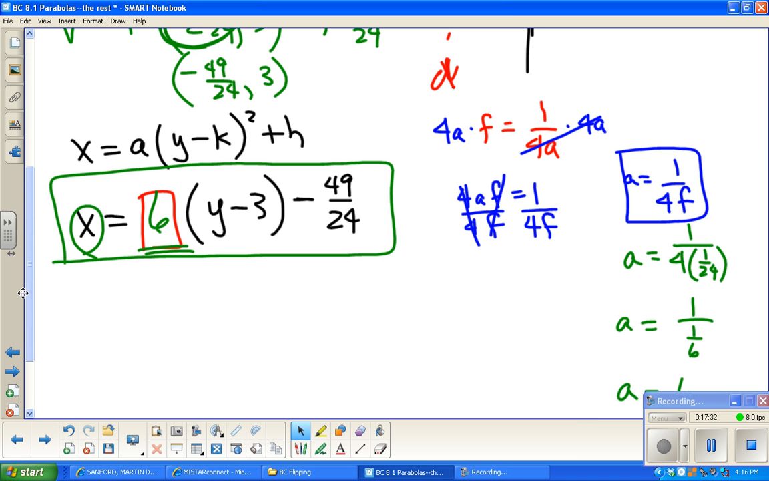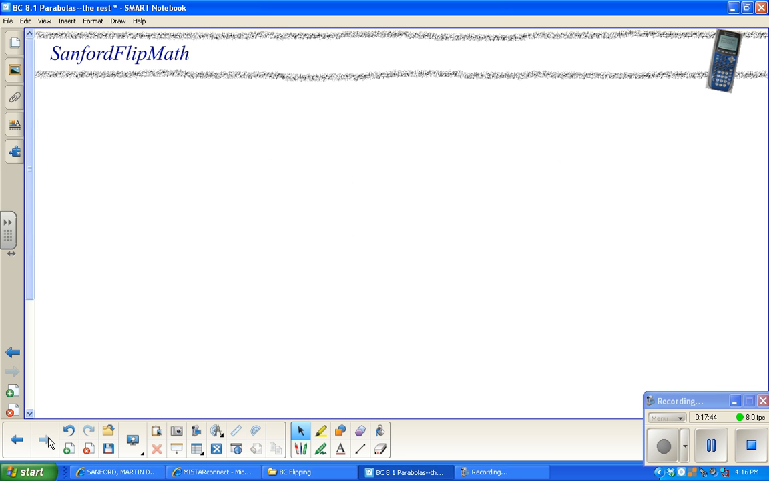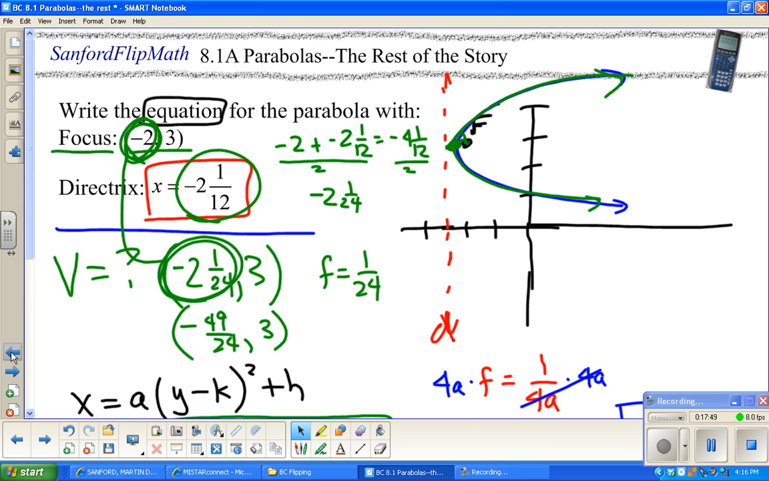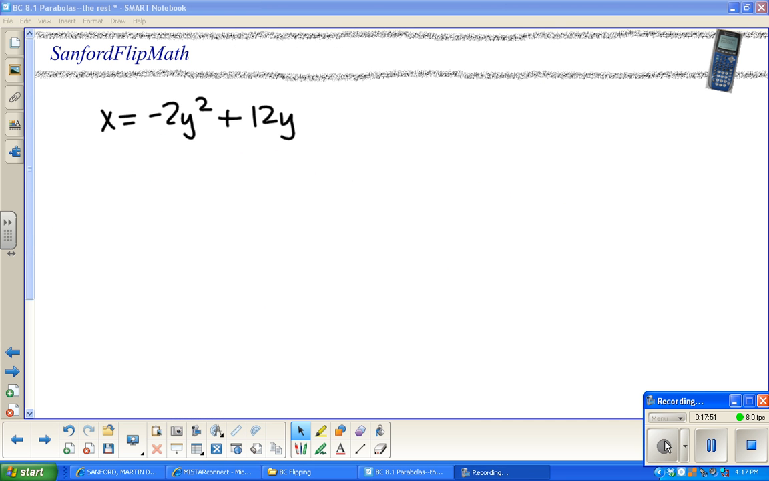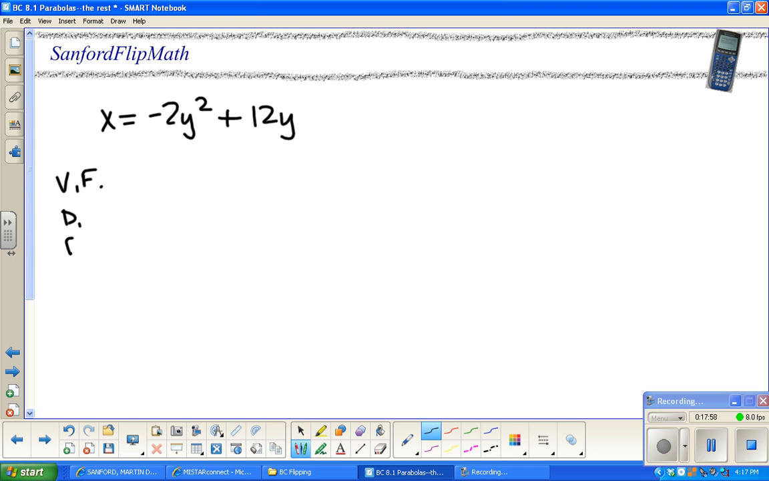That's it with that. Okay, I think what I'd like to do, and time-wise, I think I'm really good, and this is probably the perfect place to stop. But of course, I'm not going to. I'm going to fly through one more example, and that example is going to be another one that's opening left or right. Okay, so here we go. This is going to be our last example. And again, what I'm looking for is vertex form, domain, range, axis of symmetry, vertex, focus, and directrix.